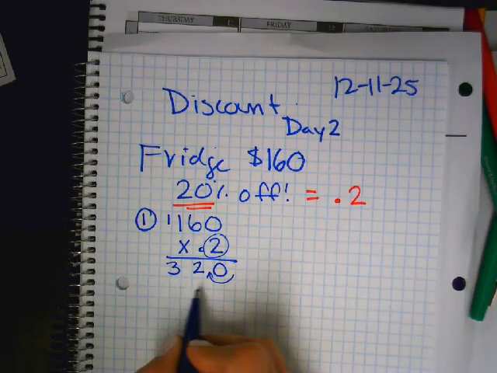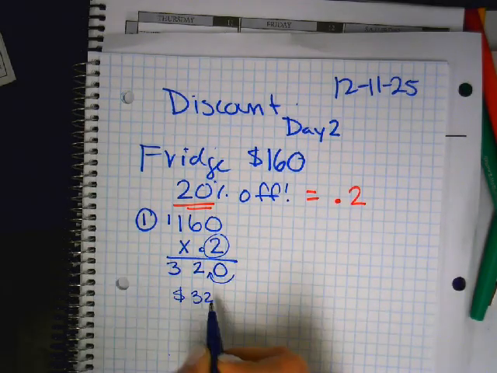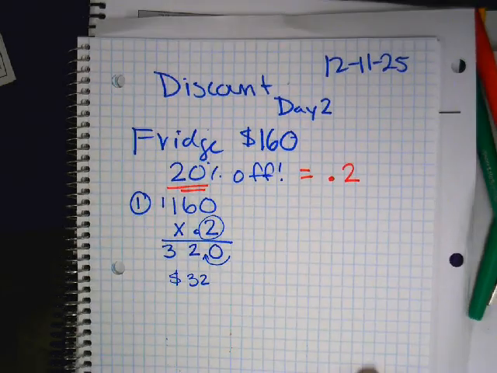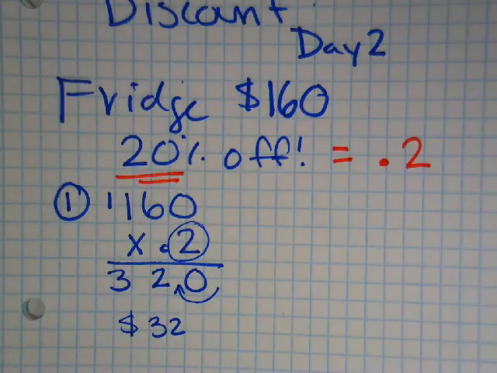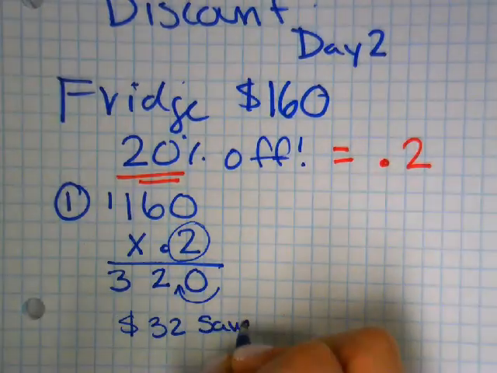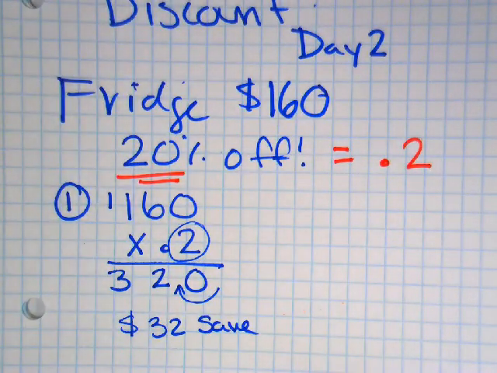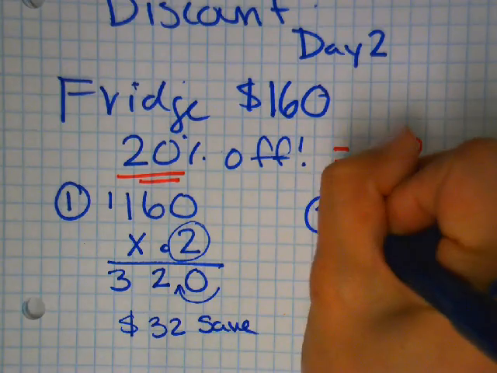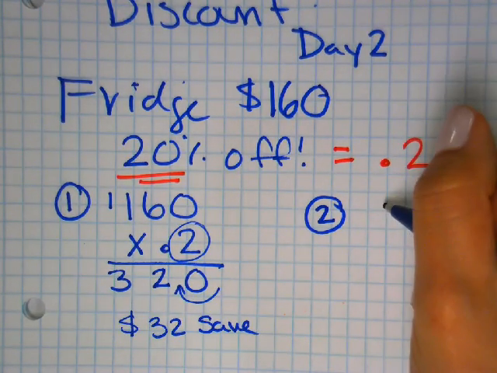So what does this number represent? What does it represent in our story? What does 32 represent? How much you save? How much I save. Very good. This is how much I save. I save $32. Now, what's my second step? Subtract. What do I subtract? 160.